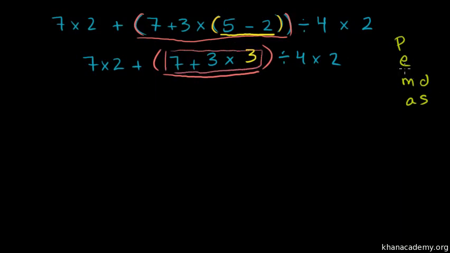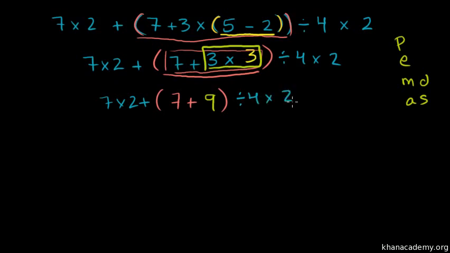So the next thing we should do is, there are no exponents. There is multiplication. So we do that before we do any addition or subtraction. So we want to do the 3 times 3 before we add the 7. So this is going to be 7 plus, and the 3 times 3 we want to do first. We want to do the multiplication first. 7 plus 9. That's going to be in the orange parentheses. And then you have the 7 times 2 plus that on the left-hand side, and the divided by 4 times 2 on the right-hand side. And now the thing in parentheses, because we still want to do the parentheses first, is pretty easy to evaluate. What's 7 plus 9? 7 plus 9 is 16.